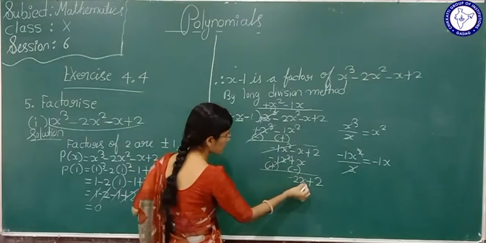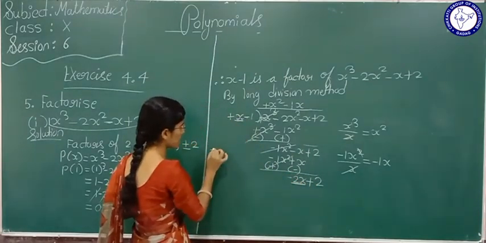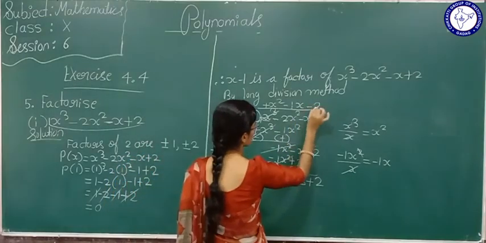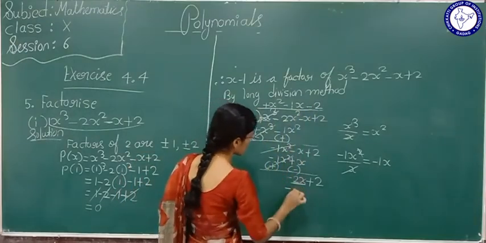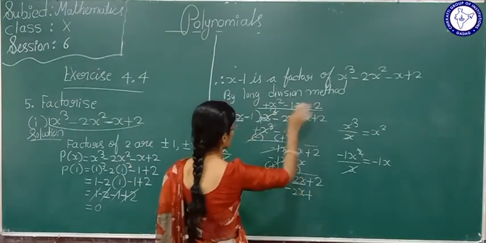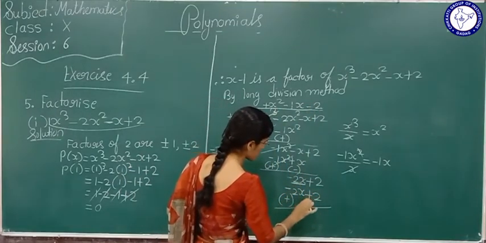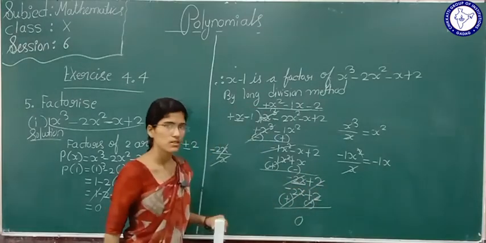Now the first term of the dividend, minus 2x, divided by the first term of the divisor x, gives minus 2. Minus 2 into x is minus 2x, and minus 2 into minus 1 is plus 2. Now change the sign: minus becomes plus, plus becomes minus. Everything gets cancelled, and we got remainder 0.